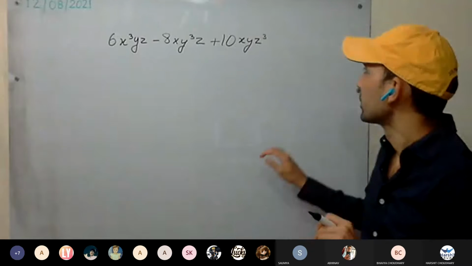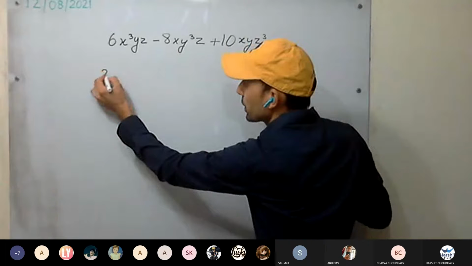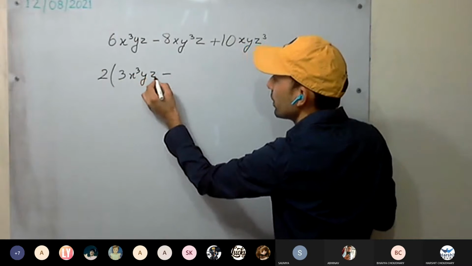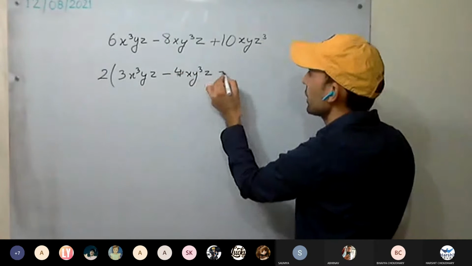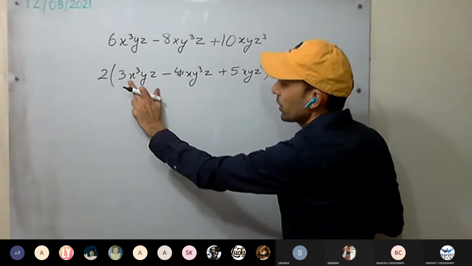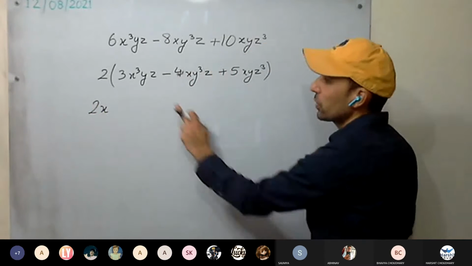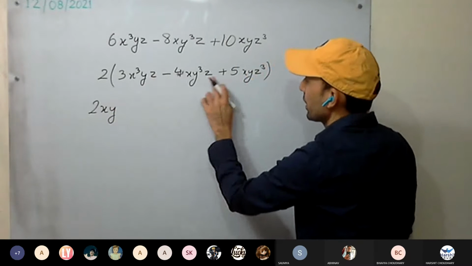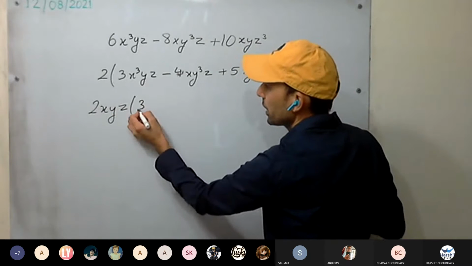Next one. So what is common? 6, 2, 8, 10. 2 is common. Okay, we write it again: 3x cube yz minus 4x y cube z plus 5x y z cube. Now see what is common. x is common. What more? Y is common. Z is common. Okay.